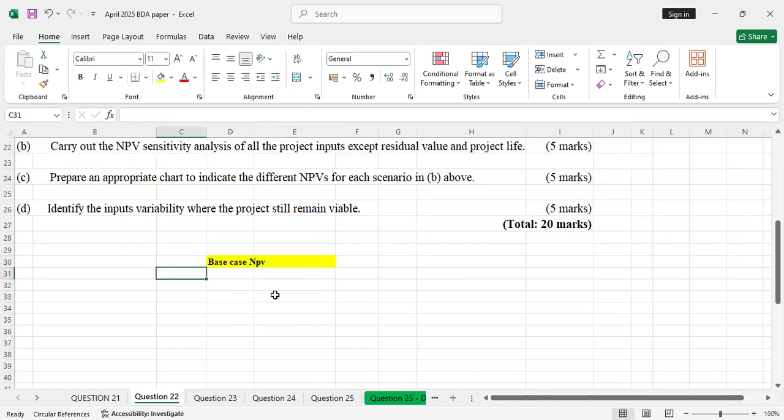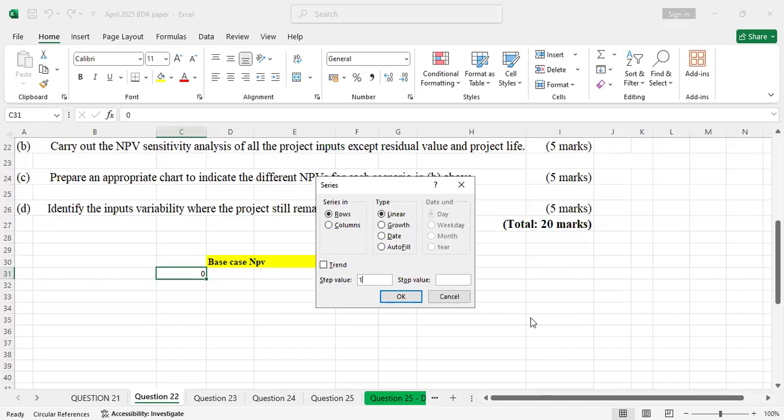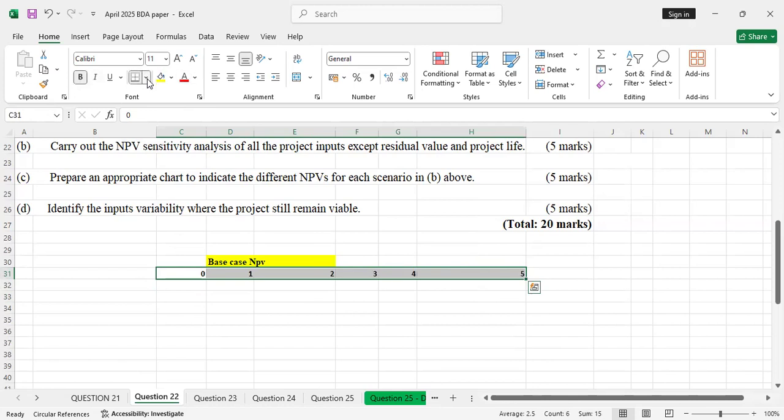So the project was a 5-year project, so I'll start with year 0. Then I'll go to home, go to down arrow, then to series, to fill. It's a row. My step value is 1 and my stop value is 5. Once you do that, you highlight, you bold, then you create the bottom border.